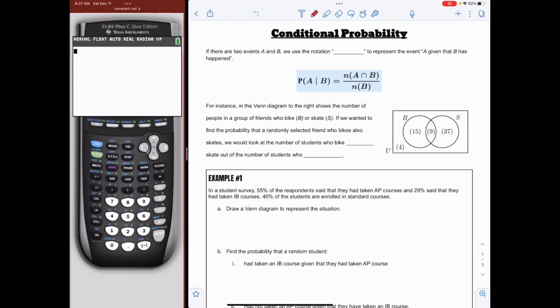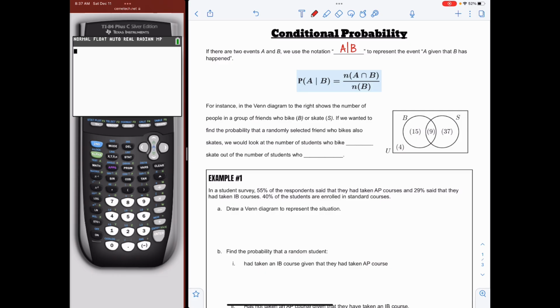Today we're going to talk about conditional probability. So if there are two events, A and B, we use the notation A given B. This represents the event A given that B has happened.